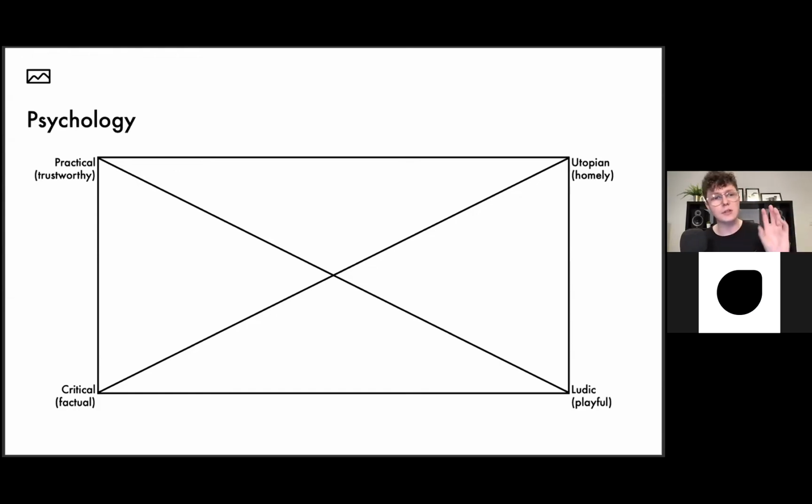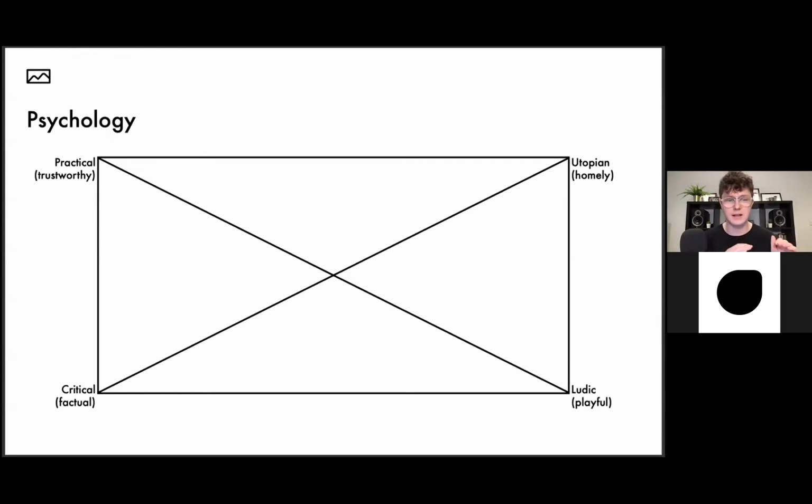Okay, so on the top left, we have practical, which is the trustworthy, practical values of design. The polar opposite of that is the utopian values. So that's the homely vibe. And one is trustworthy, and then as you move across to utopian, it becomes a little bit more fluffy, a little bit less trustworthy, but it's soft and it's welcoming. The opposite to utopian is critical. So that's the really factual, the bare facts, nothing but the facts.